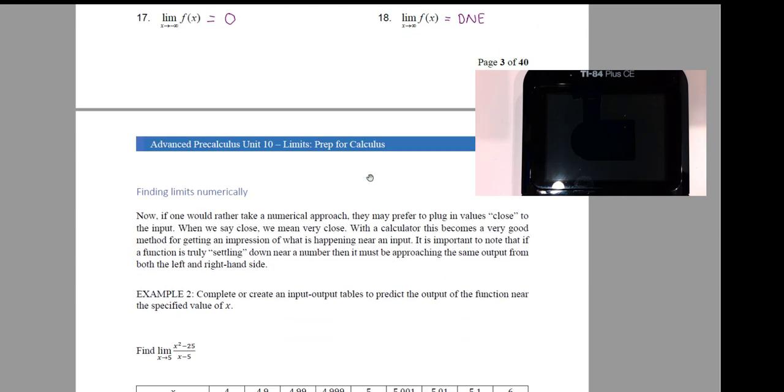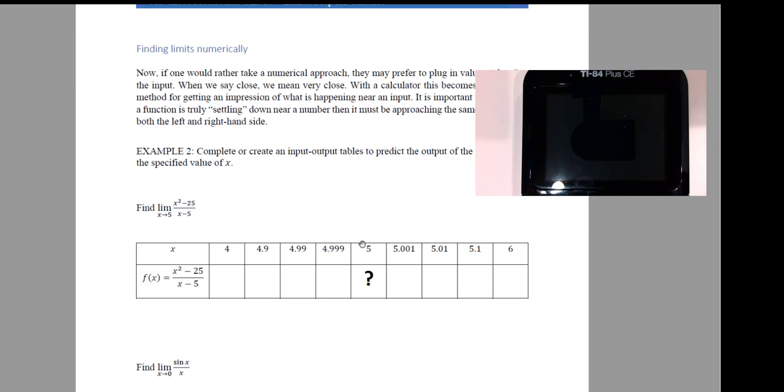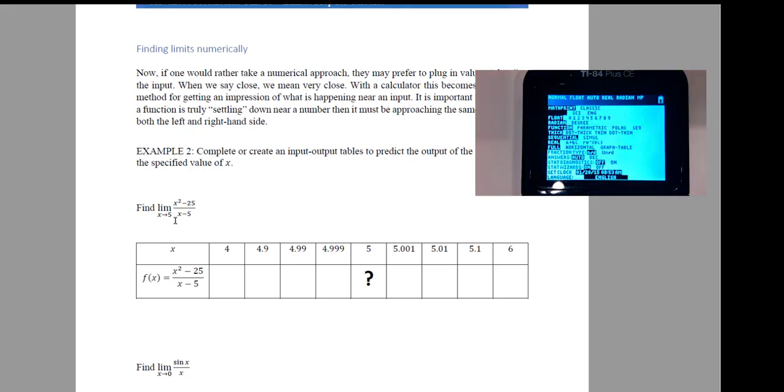Now, if you have a calculator active anyway, we can try plugging in numbers that are really, really, really close to a particular input. So I'm going to now use the calculator to help me find the outputs of this function really, really close to the number 5, and use that to infer what the actual value of the function is, or not at 5, but near 5. What is the limit as I approach 5? So I'm now going to turn on my calculator.